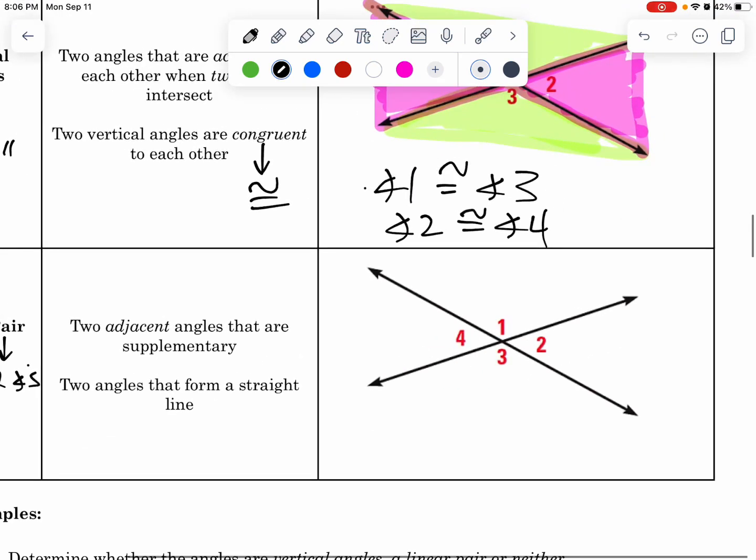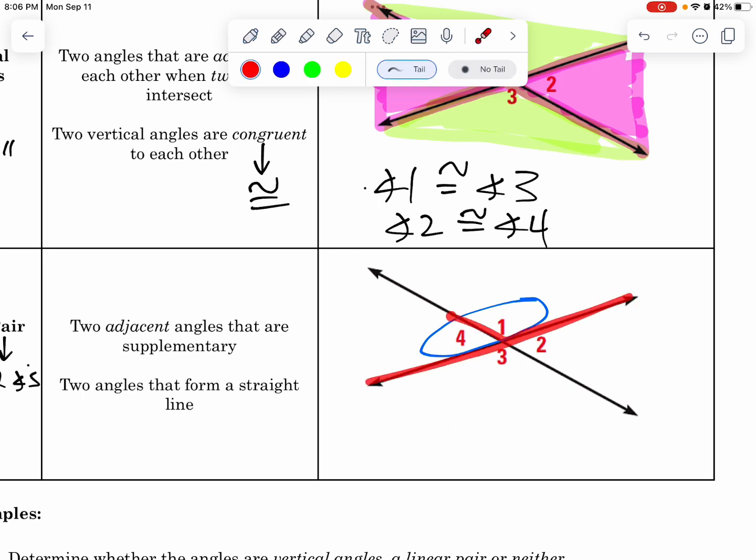So I have a couple different options here. One pair of linear angles, or linear pair, if you will, is angle 1 and angle 4. Do you see how if you put those right next to each other, they form a straight line? Do you see the straight line right here? That means angle 1 and angle 4 are considered a linear pair. It's a pair of angles, two angles that form a line. And yes, there's actually a bunch of them in this picture.